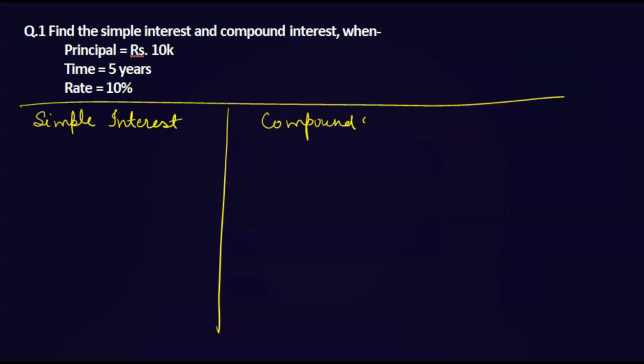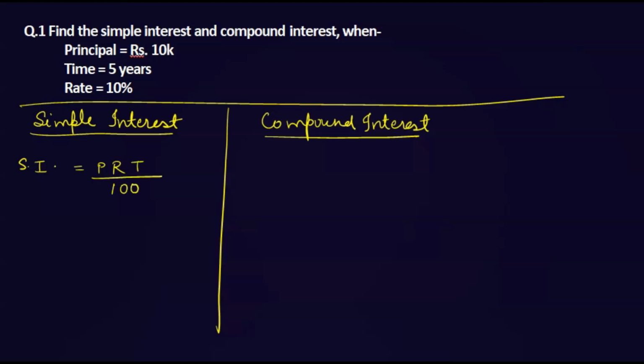I hope you remember the formula. I hope you know this from the primary classes, you have learned it before also. So for simple interest we have the formula, that is SI equals PRT divided by 100.